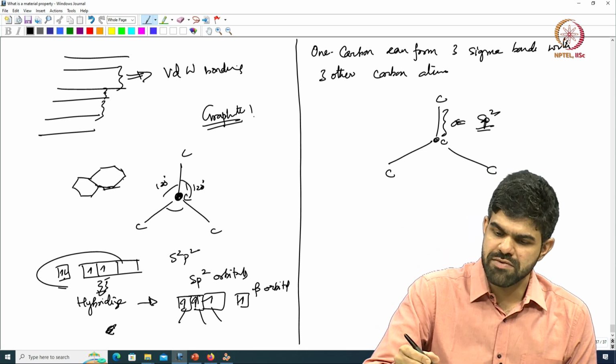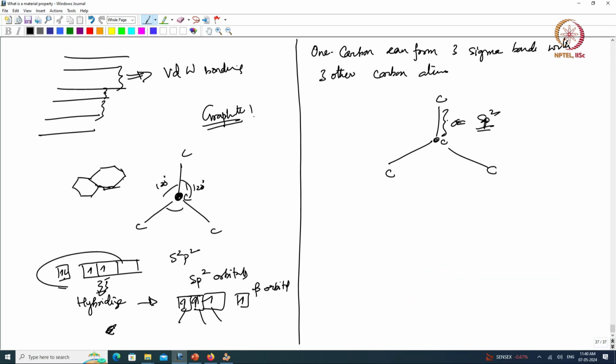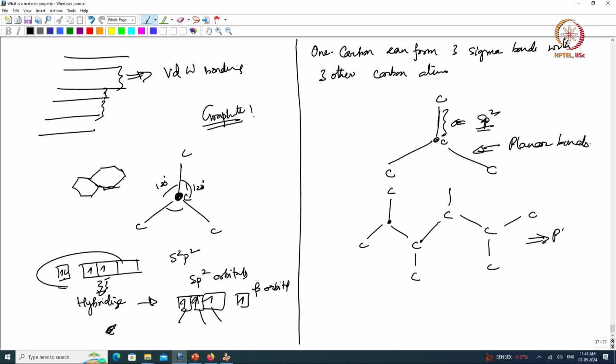However, what is remaining is a p orbital. These sp2 hybridized orbitals are in plane, so they are all planar bonds. As a result, one carbon can bond with 3 other carbons, and similarly this carbon can bond with 3 other carbons, and so on, and it is just going to make a planar sheet.